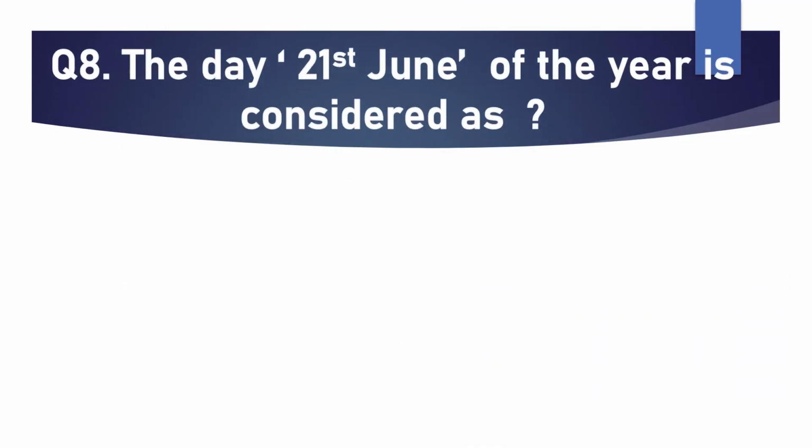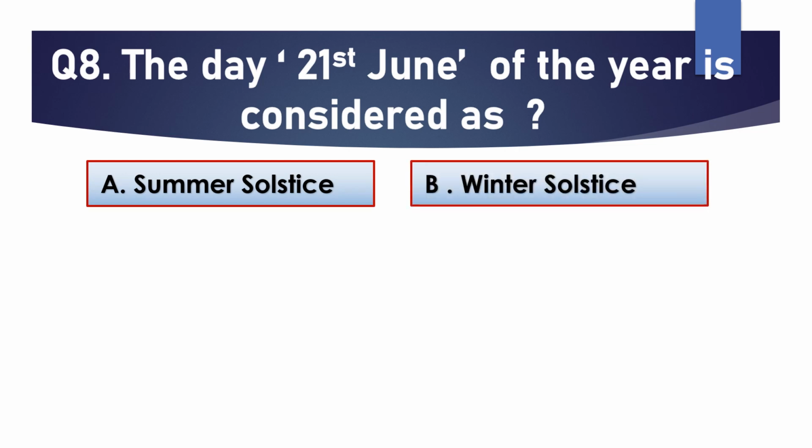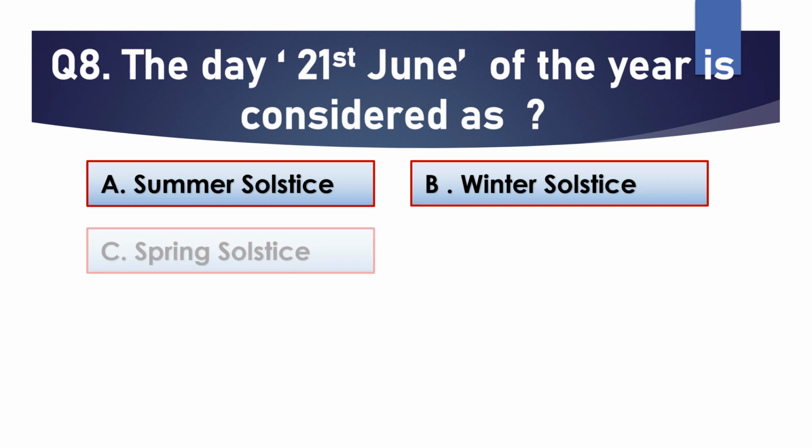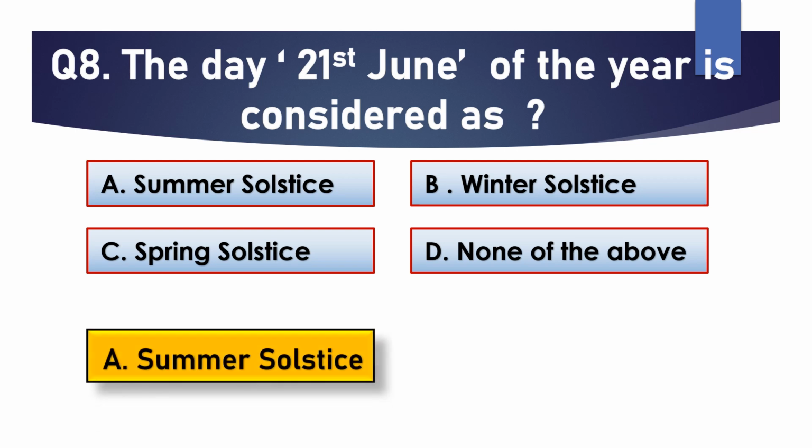Question number 8. The day 21st June of the year is considered as A. Summer solstice, B. Winter solstice, C. Spring solstice, or D. None of the above. The answer is A. Summer solstice.